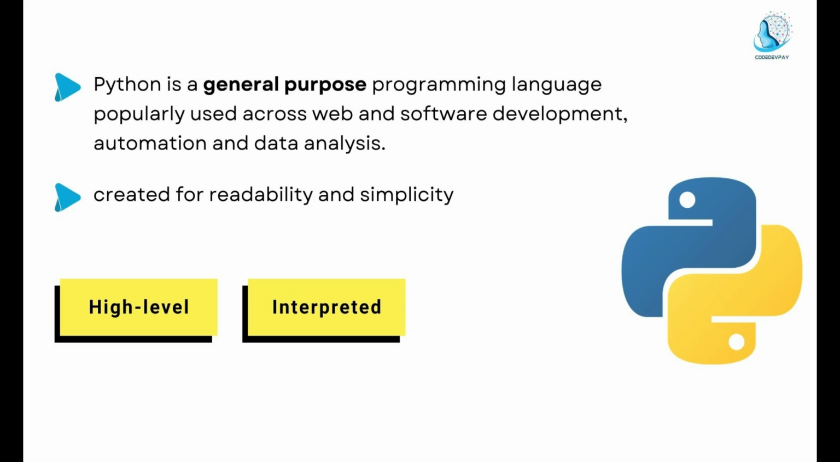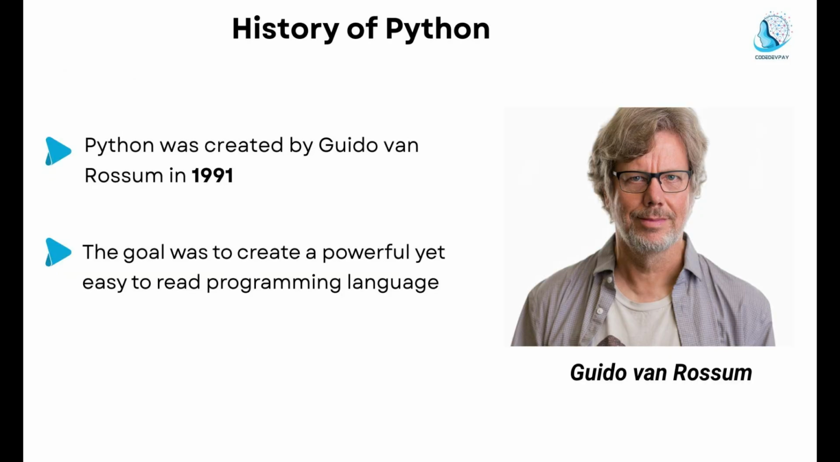And also, Python is an interpreted language. This means that whenever you run the code, a program called interpreter checks the code line by line as it runs it.